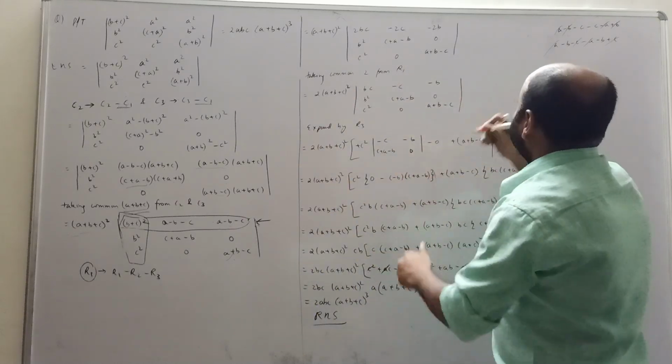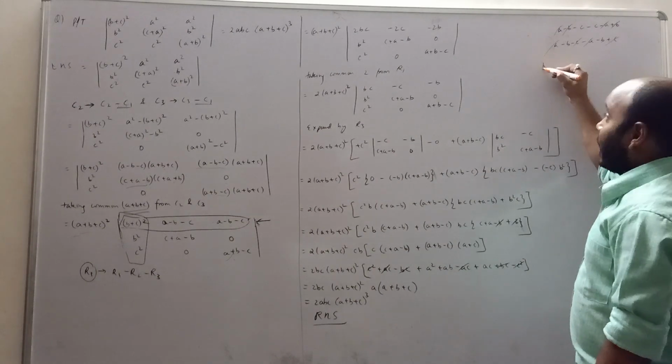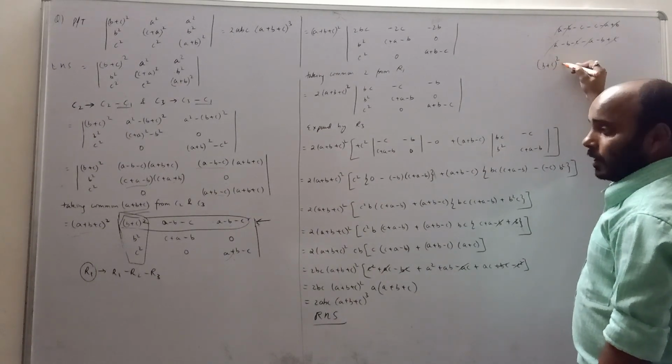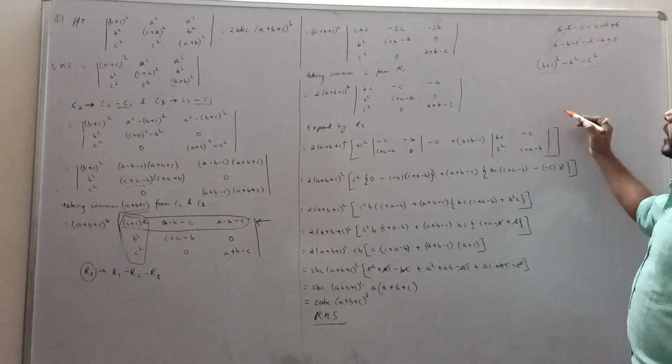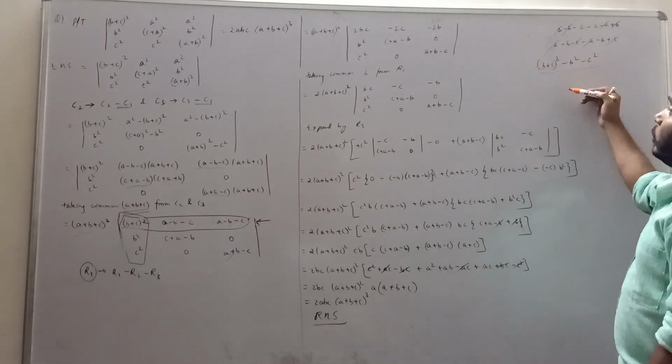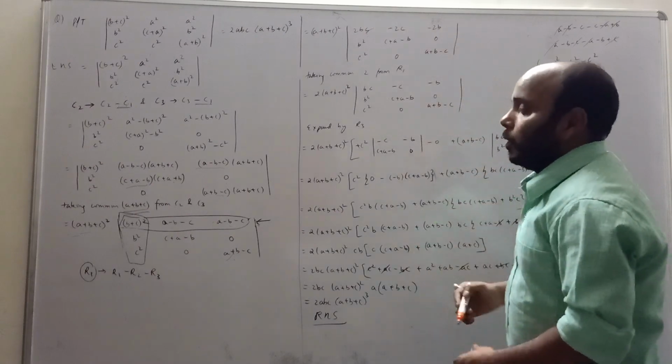So R1 कैसे हो रहा है? R1 क्या है? B plus C whole square. R1 minus R2 minus R3. When you open it, what will you get? B square cancels, C square cancels. We are left with 2BC. Okay, class.